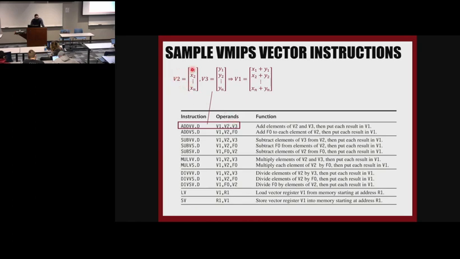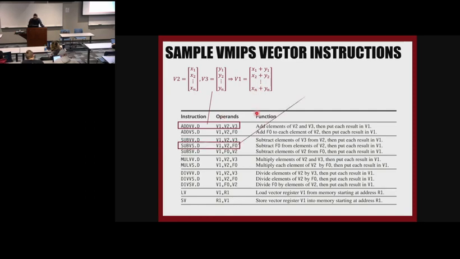So we have different elements from x1 to xn in the vector v2, and then we have y1 to yn in the vector v3, and we add these two element-wise and put the result in v1. This is how this works.